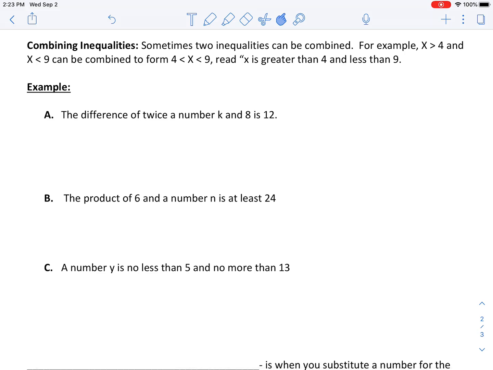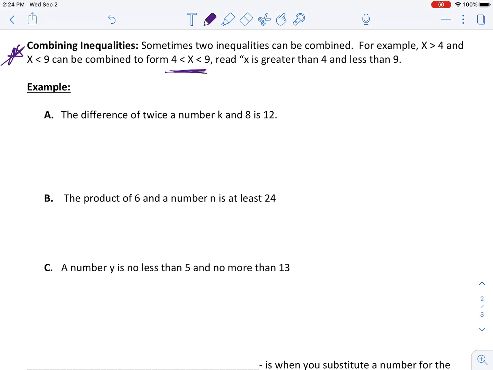All right, we have 3 examples here, but first I want to note that you can combine inequalities. This is called a compound inequality, and we'll spend a good unit on this later this fall. Sometimes 2 inequalities can be combined. For example, if you know that x is bigger than 4, but x is also less than 9, you can combine them to form this compound inequality that is read x is greater than 4 and less than 9. So x is strictly between, it's bounded by 4 and 9. It cannot be 4 and it cannot be 9, but it can be any number in between those two.